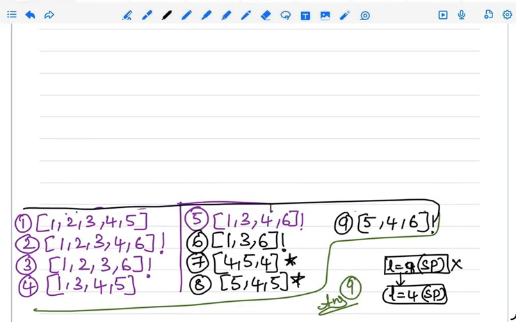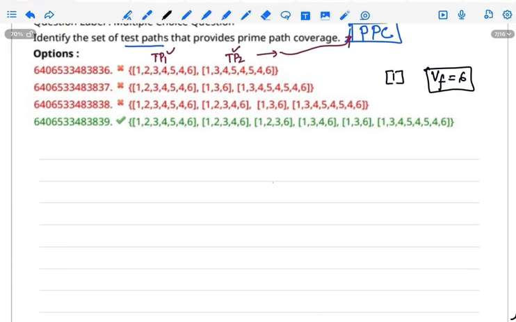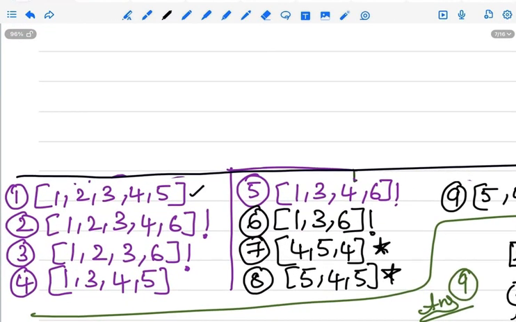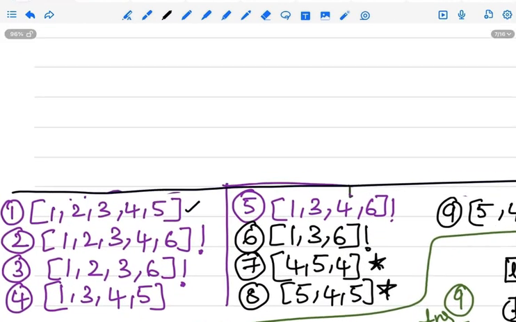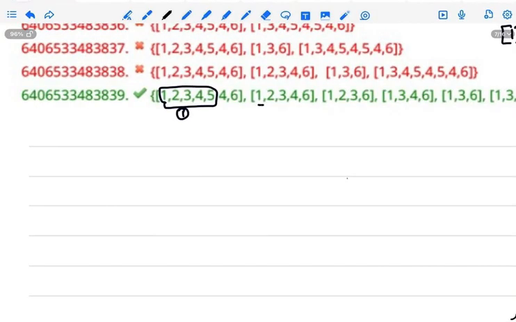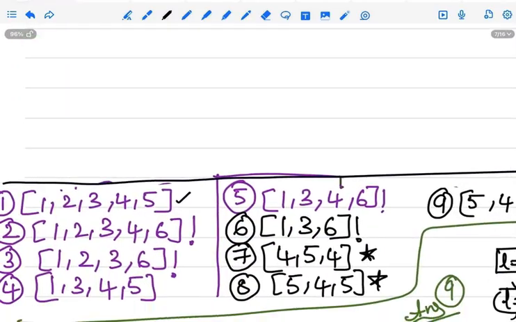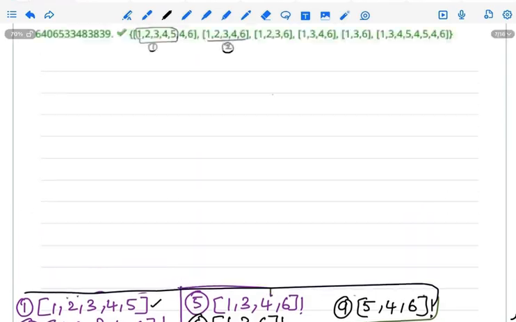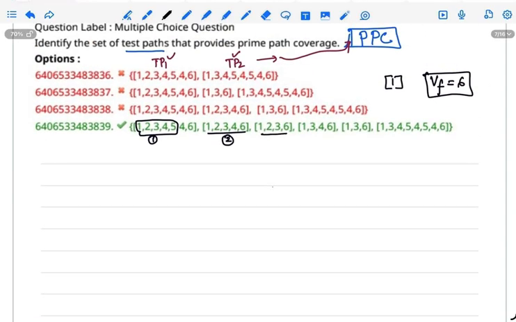Okay. So we will check with the first one. 1, 2, 3, 4, 5, right? So in this option 1, 2, 3, 4, 5 is there, right? So prime path 1 is covered. So next 1, 2, 3, 4, 6. So this one, right? 1 2 3 4 6, prime path 2 is covered. Next 1 2 3 6. So 1 2 3 6, this one, prime path 3.